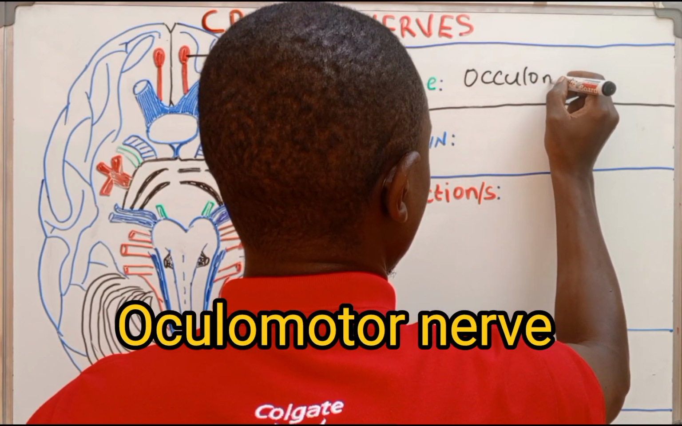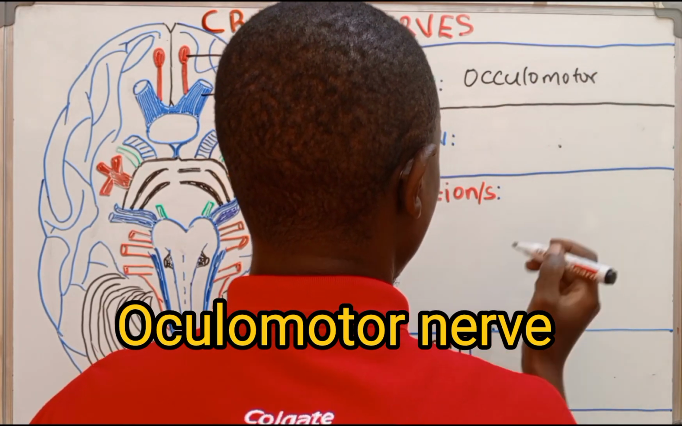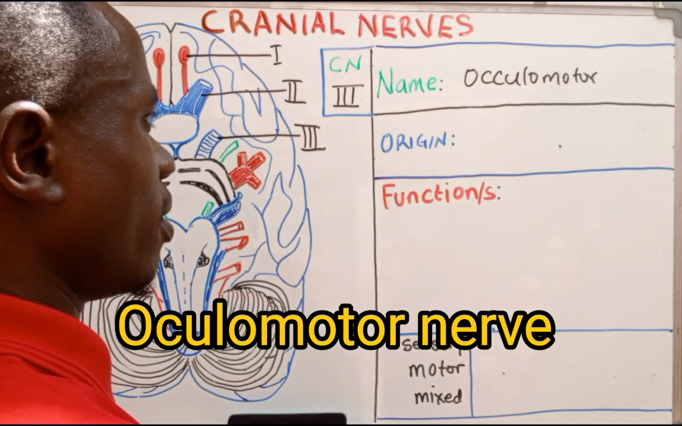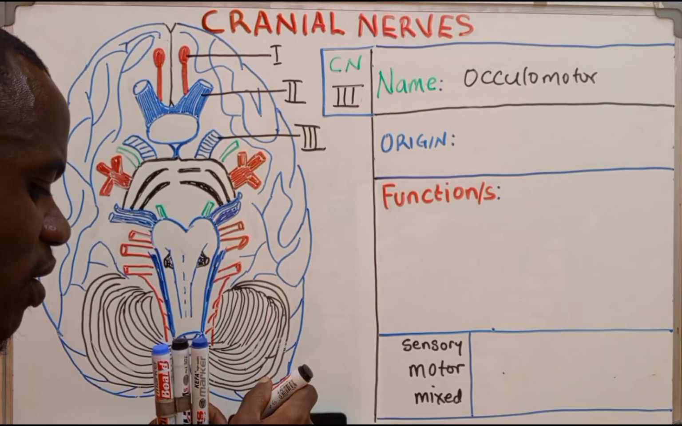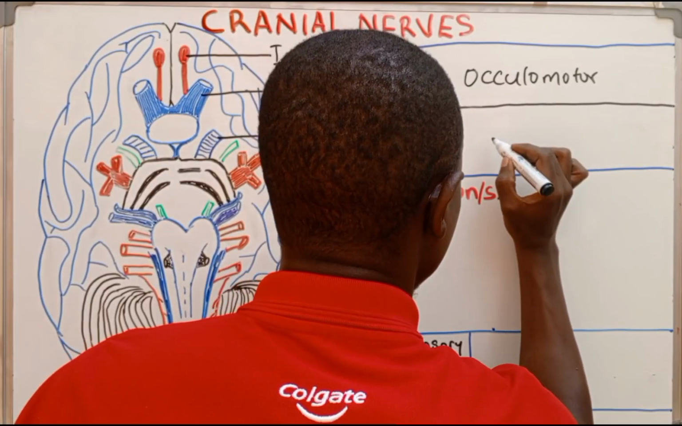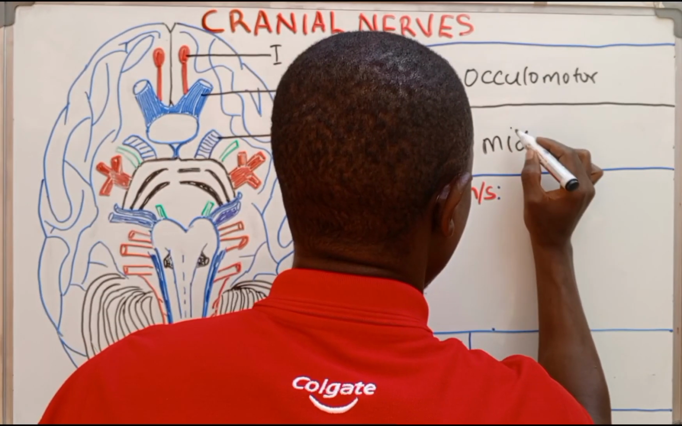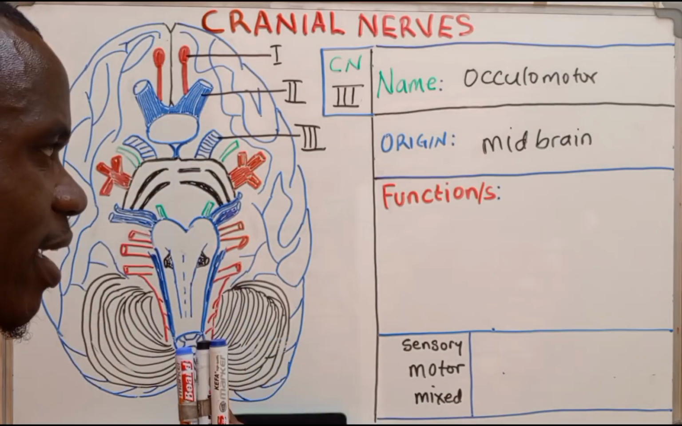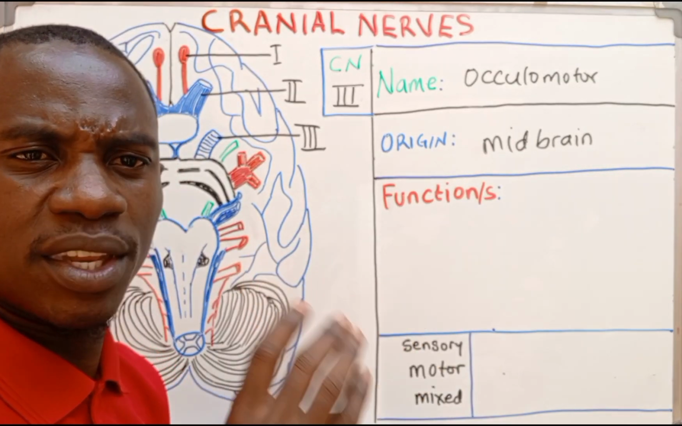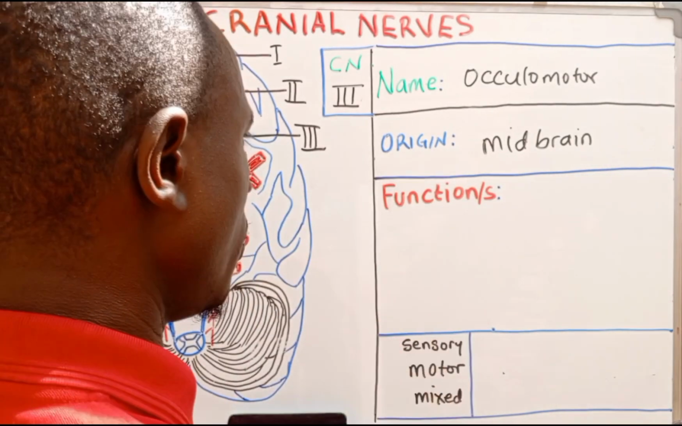It is the oculomotor nerve, the third cranial nerve. So now, what have we just said is the origin of this nerve? This nerve is going to be coming from the midbrain, at the level of the superior colliculi.